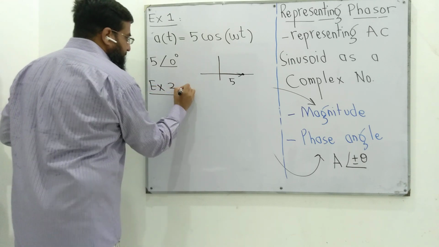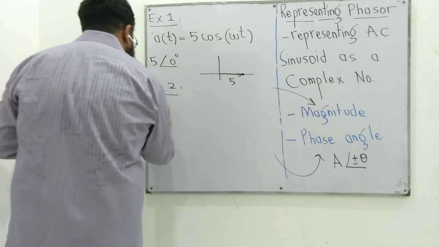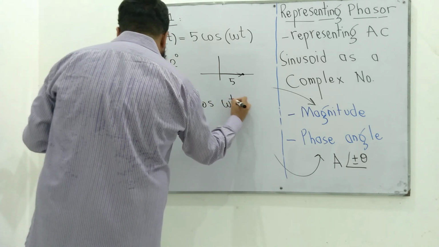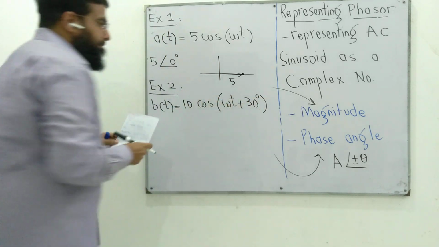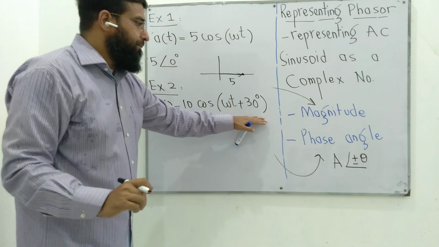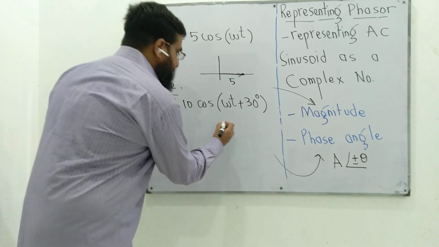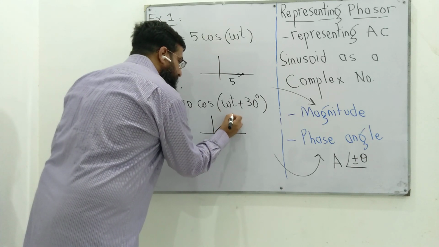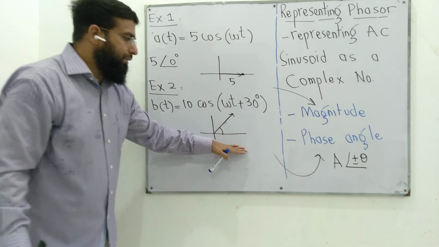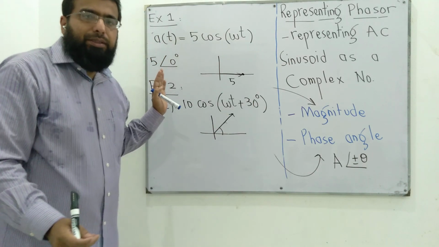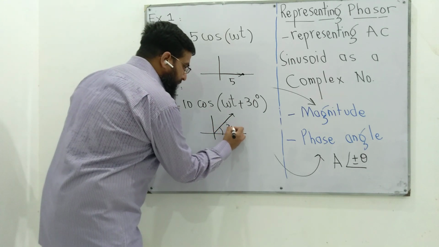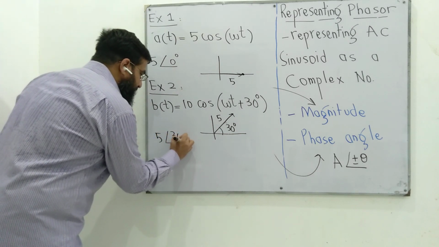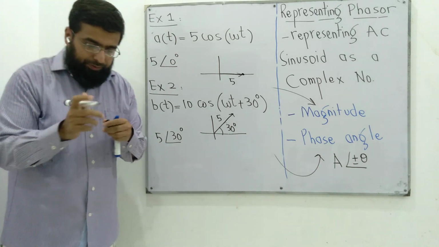Example number 2. Another signal B of t is given to be 10 cos of omega t plus 30. This is a complex number having magnitude 10 at a positive angle of 30, since we have already studied that angles measured from the positive x-axis going in the counterclockwise direction give us positive angles. So this can be represented as a complex number having magnitude 10 at an angle of 30 degrees.